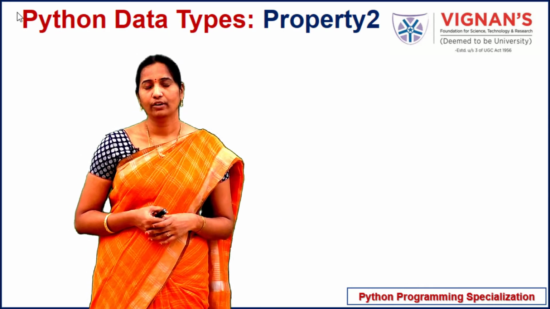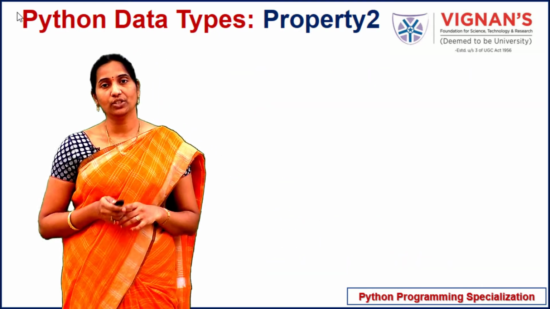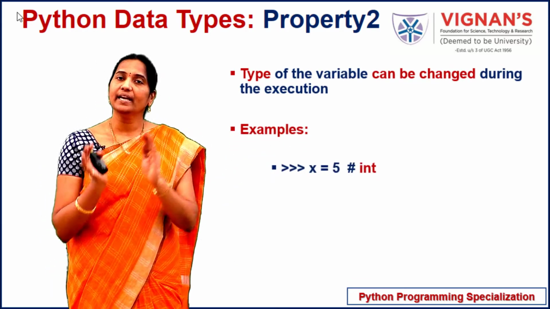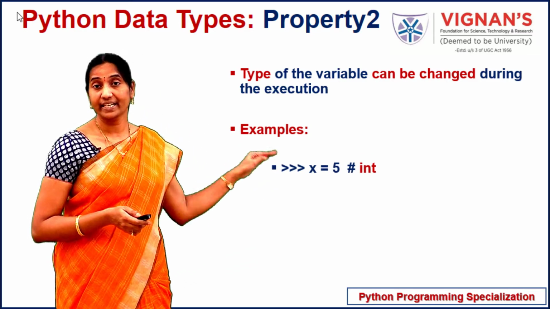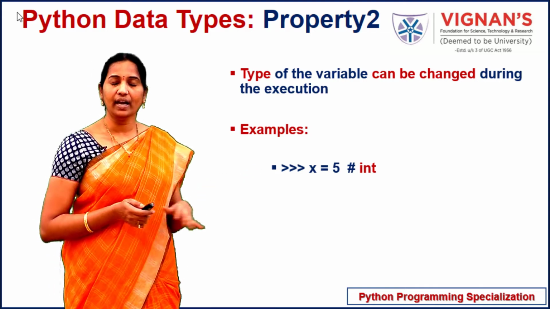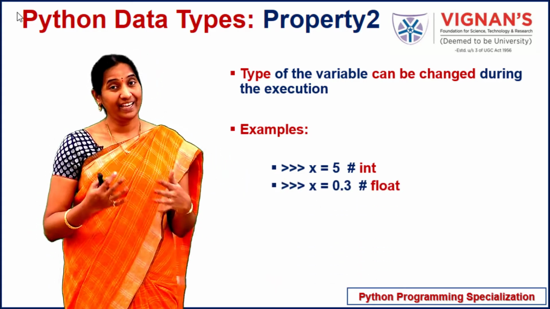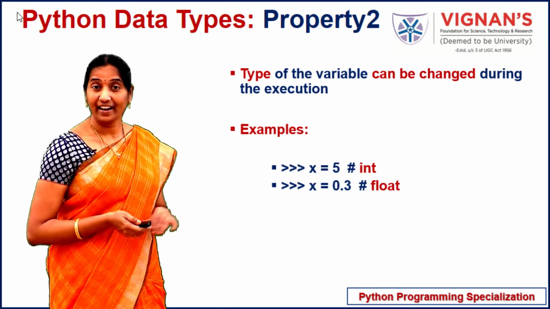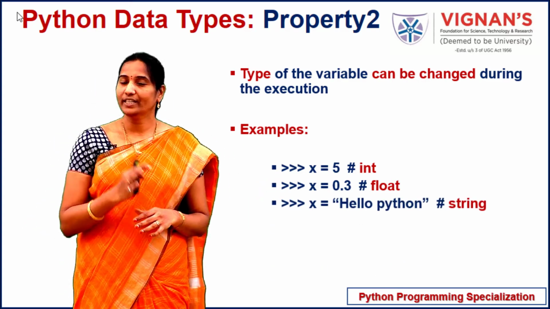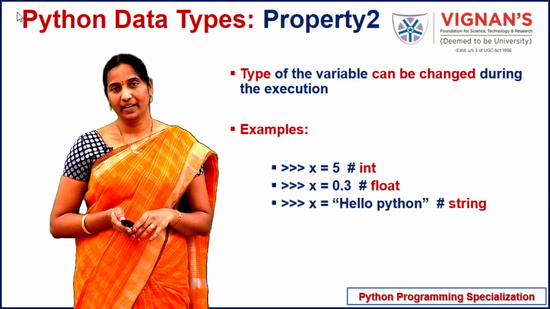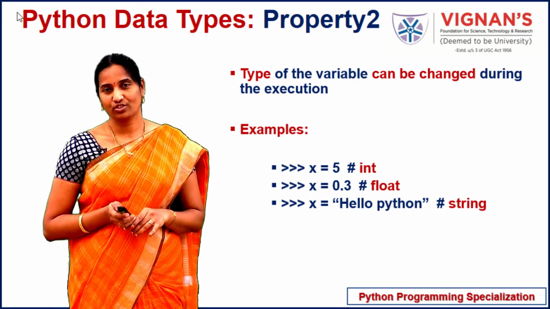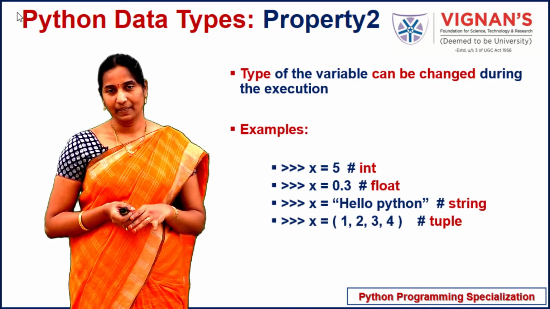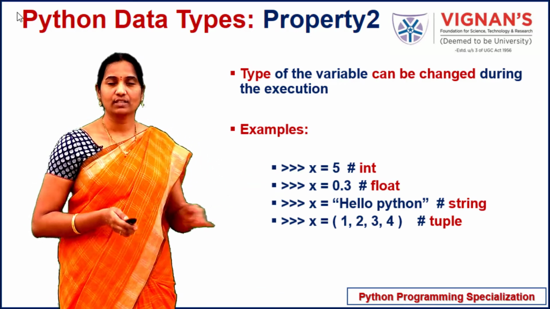Another interesting property of Python is that the data type of a variable can be changed during execution time. Consider this example, x equal to 5. Here initially I am assigning an integer value to the variable x. So x is treated as an integer. At a later point of time, I am assigning a floating point value to x. Now x is treated as a floating point type. Then at a later point of time, again I am changing the value stored in x. So I am assigning a string to the variable x. Now onwards x will be treated as a string type. At a later point, I am again changing its value by assigning the tuple type, a collection of elements. Then from here onwards x will be treated as a tuple.